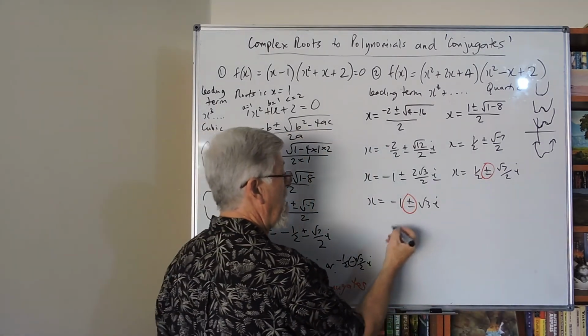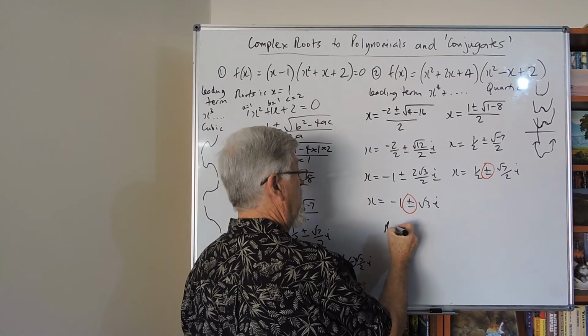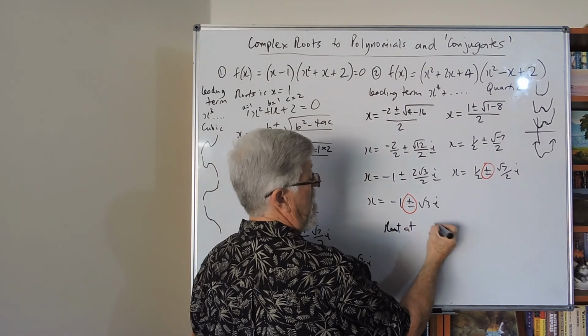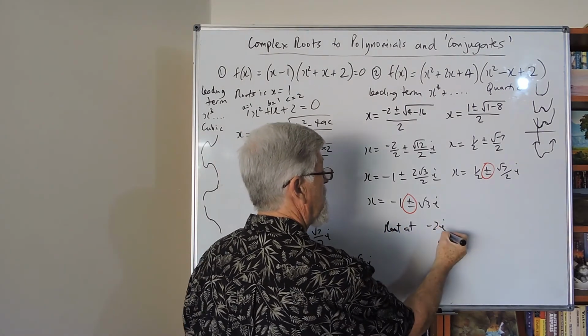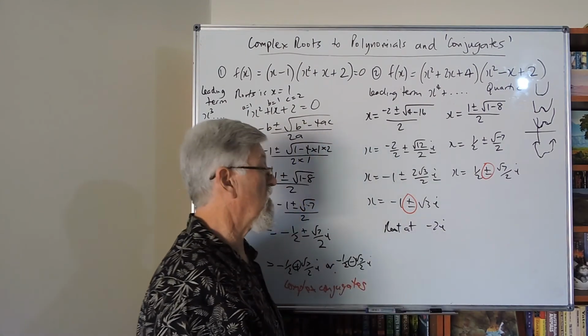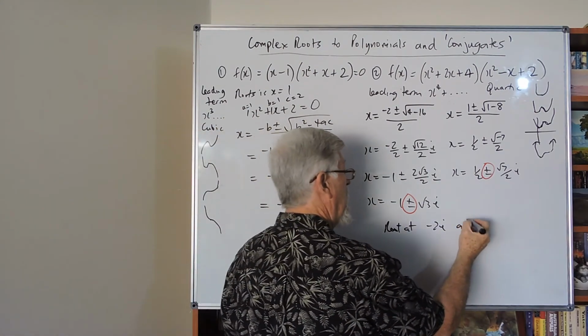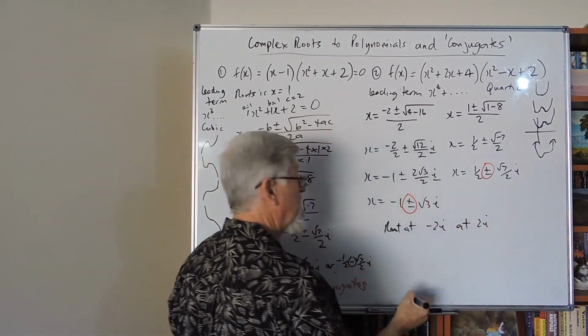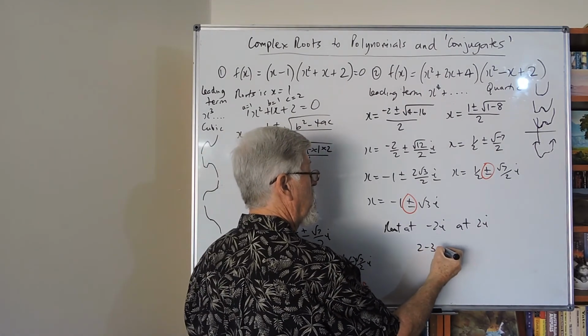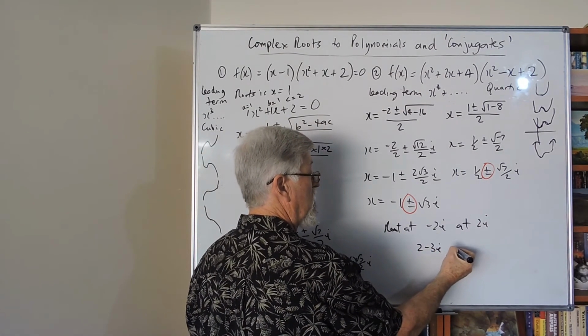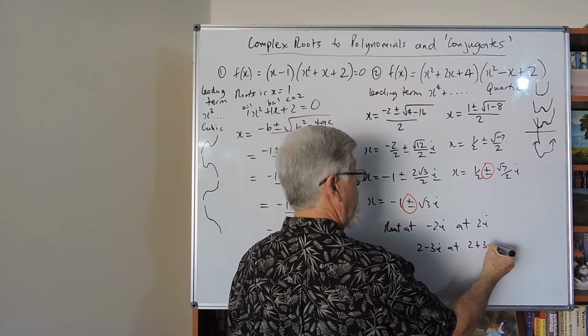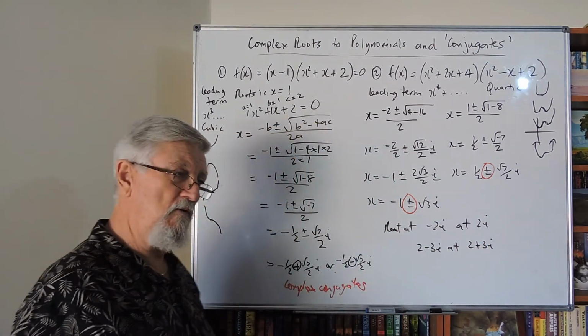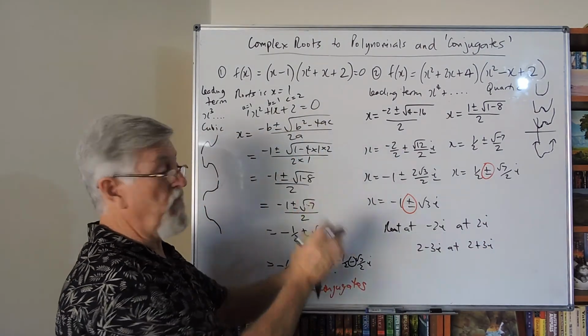So if they say you have a root at minus 2i, that means that you've also got a root automatically at 2i. If they say that you've got a root at 2 minus 3i, that means you've also got a root at 2 plus 3i. And what do they have to do with writing the actual polynomial?